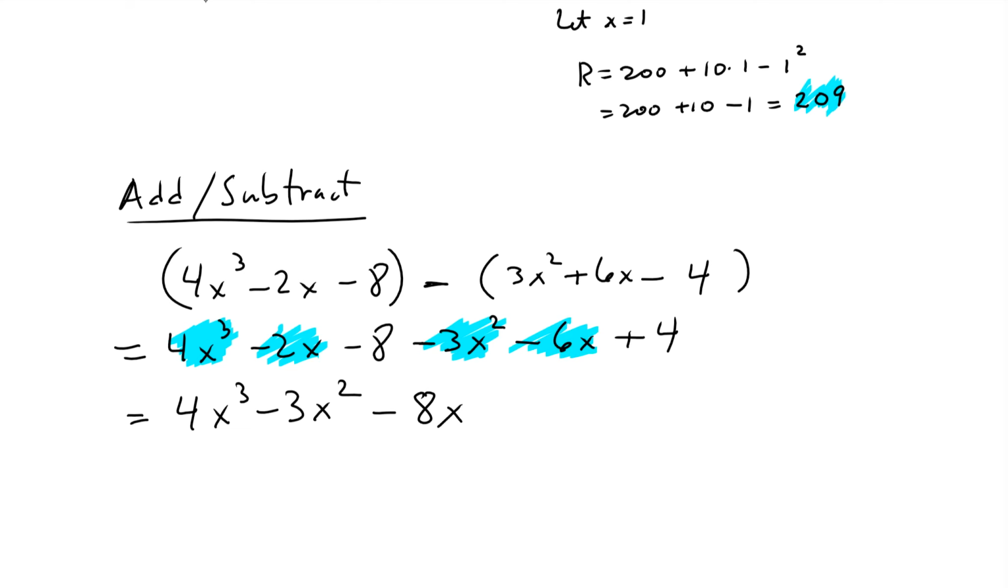And finally, I've got constants that I can match up. So minus 8 plus 4 is minus 4. And I end up with another polynomial that's simpler. It was obtained by subtracting the previous two, and I get another one. So essentially, when you add or subtract polynomials, you end up with another polynomial.